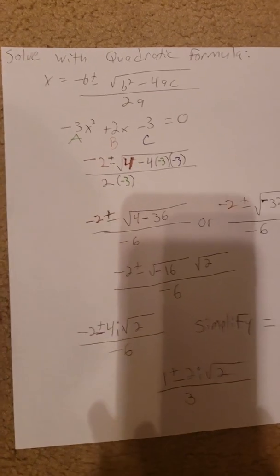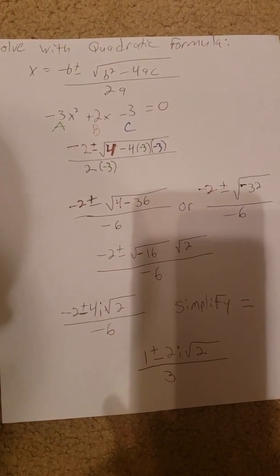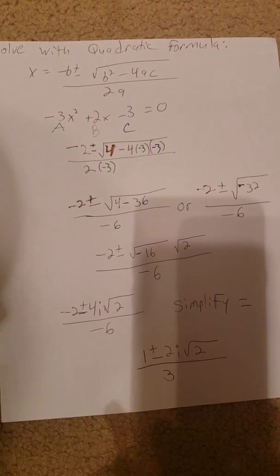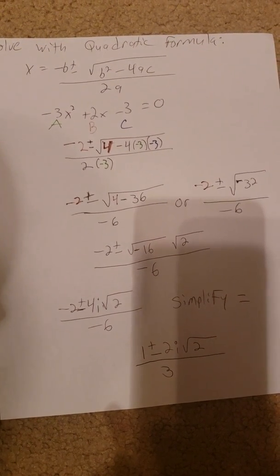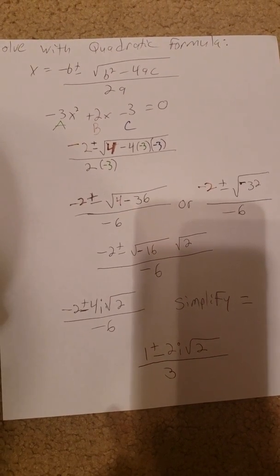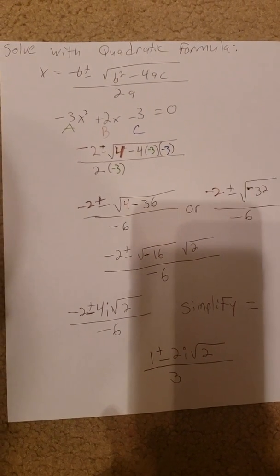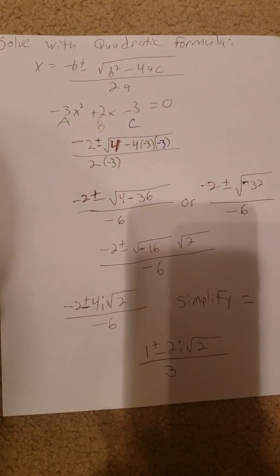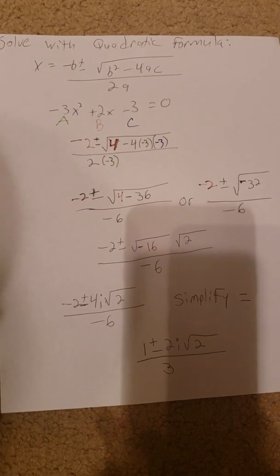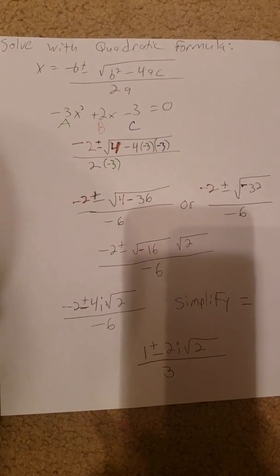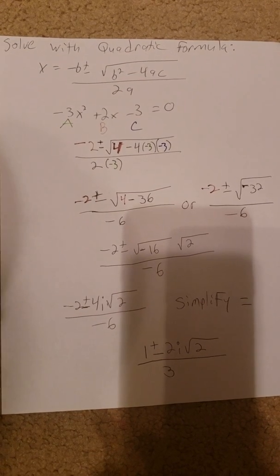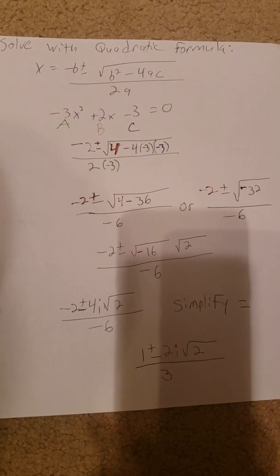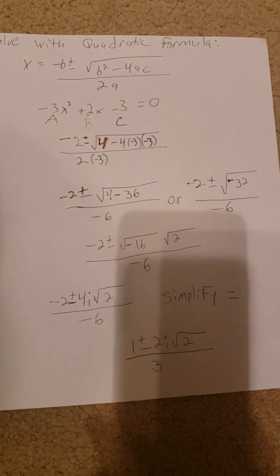So, for this problem, we're going to be solving with the quadratic formula. The quadratic formula is x equals negative b plus or minus the square root of b squared minus 4ac all over 2a. Our equation is negative 3x squared plus 2x minus 3 equals 0. We have to identify our a, b, and c. Once you identify that negative 3 is our a, positive 2 is our b, and negative 3 is our c, we're going to plug that into the formula.